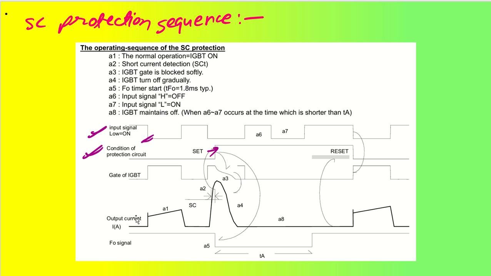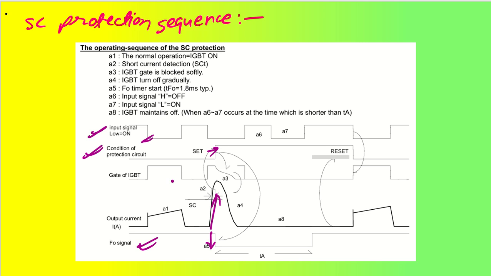Now what is happening? My output current through the IGBT is flowing like this, which is my A1. So the normal condition when the IGBT is on is A1, right? Now as soon as it reaches here, you can see there is a short circuit, so a shoot through has happened in the output current in the gate. So output current in the IGBT has increased suddenly, and in that case what happens? My fault output signal will go low.